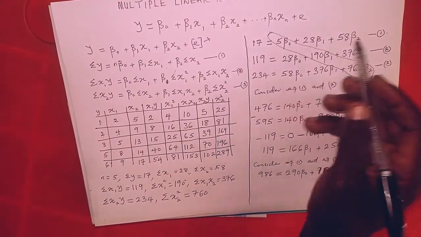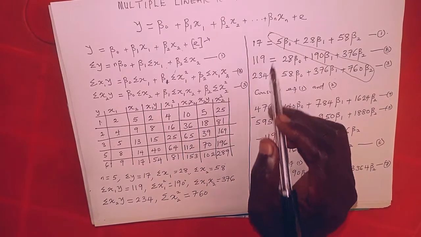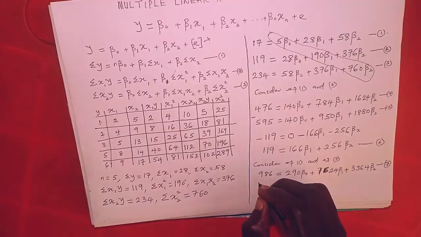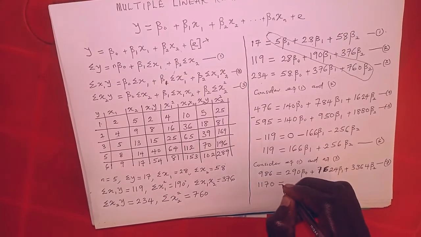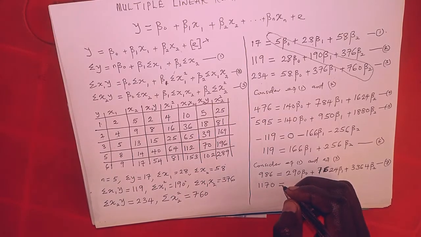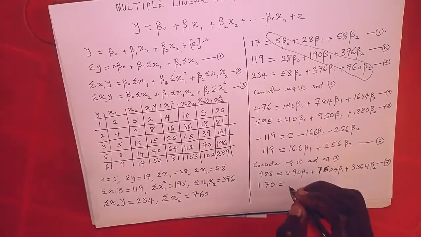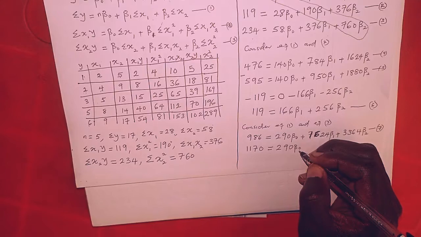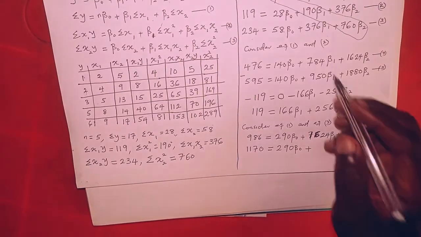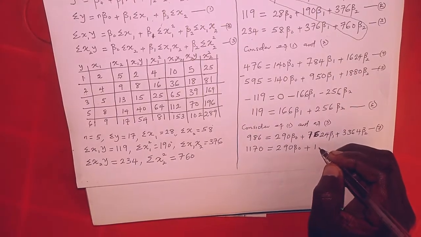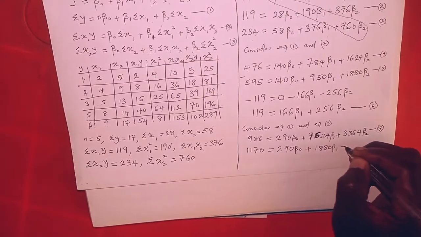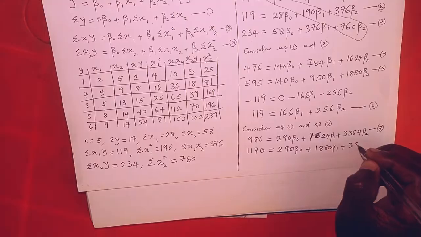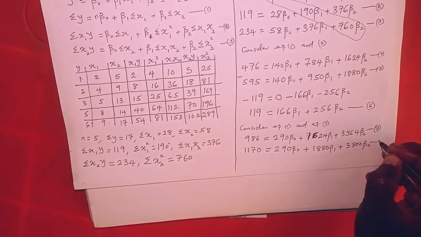Now, the coefficient of beta naught in equation 1, we're going to use to multiply the whole of equation 3. So which means we're using 5 to multiply the whole of equation 3. And if we do that, we say 5 multiplied by 234 will give us 1170 equals to 5 multiplied by 58, that will be 290 beta naught, then plus 5 multiplied by 376, that will be 1880 beta 1 plus 5 multiplied by 760, that will give us 3800 beta 2. So we say this is equation 8.